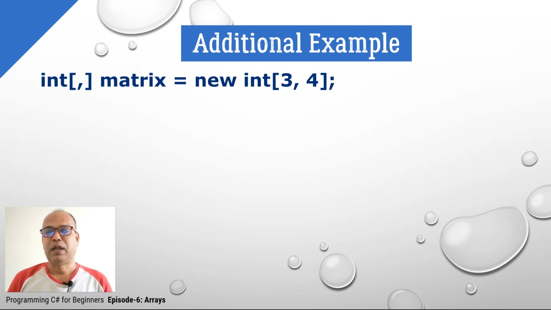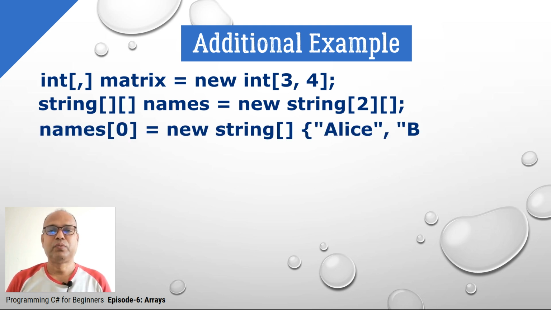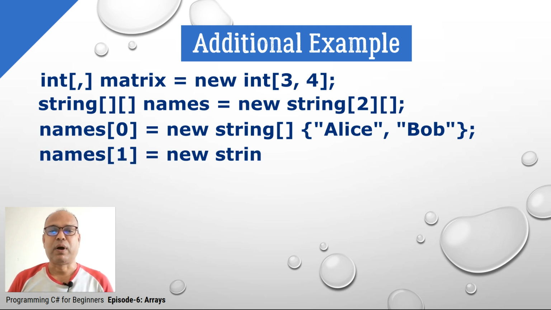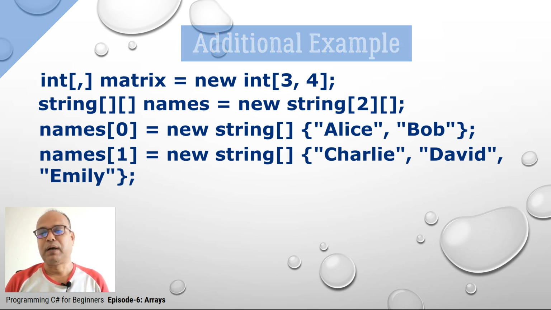Here are 3 rows and 4 columns. Initializing a jagged array, an array of arrays with varying lengths: string[][] names = new string[2][]; names[0] = new string[]{"Alice", "Bob"}; names[1] = new string[]{"Charlie", "David", "Emily"}.